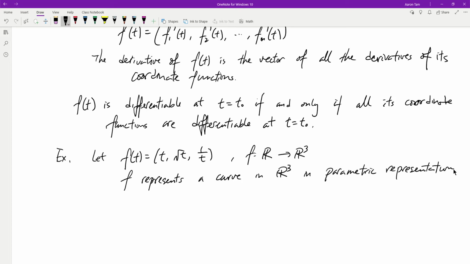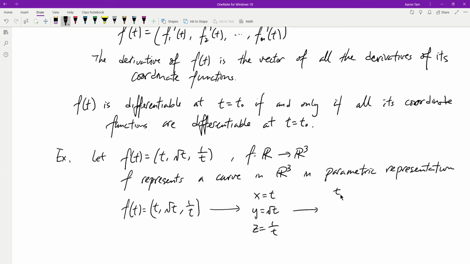And that would imply that t is our parameter. And then we have three coordinates or three variables, we can simply call them x, y, and z. Good. So meaning in this case, f of t equal to t, radical t, 1 over t implied that we have x equal to t, y equal to radical t, and z equal to 1 over t.